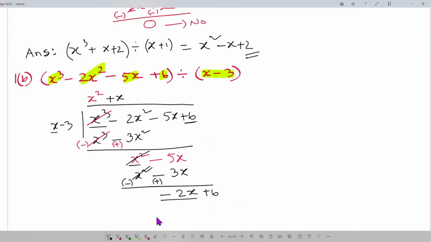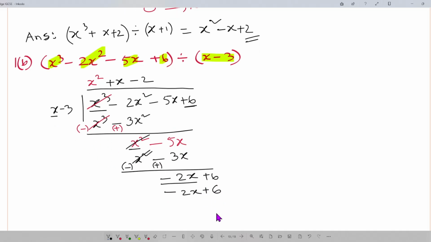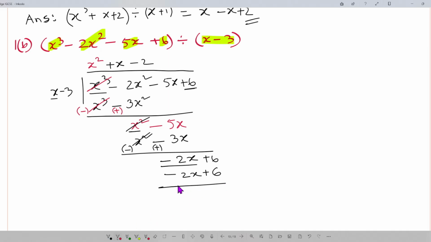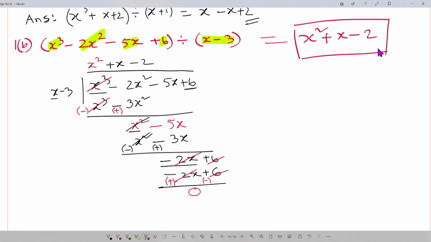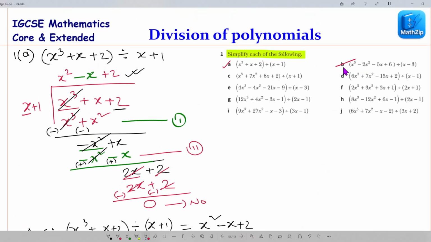So here minus 2x divided by x will be minus 2. So minus 2x, minus and minus will be plus, 2 times 3 is 6, right? Now after deducting, minus 2x and plus 2x out, plus 6 minus 6, so no remainder. Our answer will be what? x square plus x minus 2. Very simple. So A and B done.